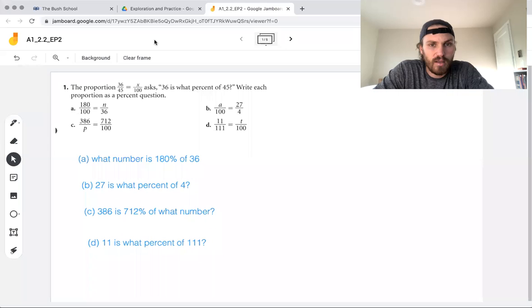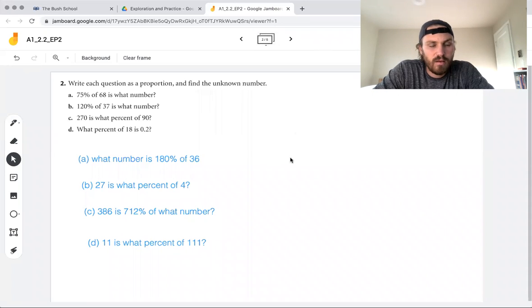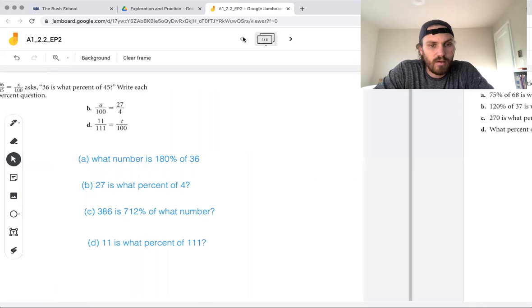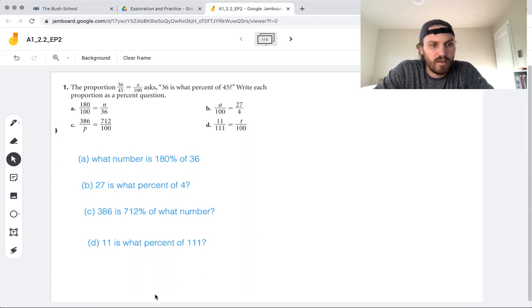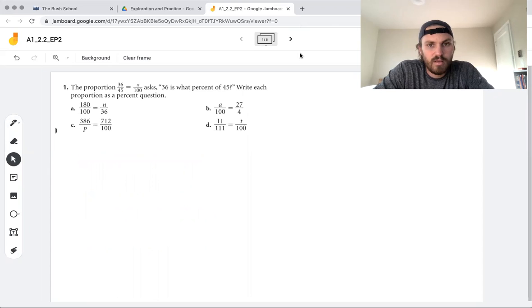Okay, all right, let's move on to the next one right here. Oh, whoops, I annotated here instead of actually writing on the board. So I'm gonna have to clear this off, but that's okay.